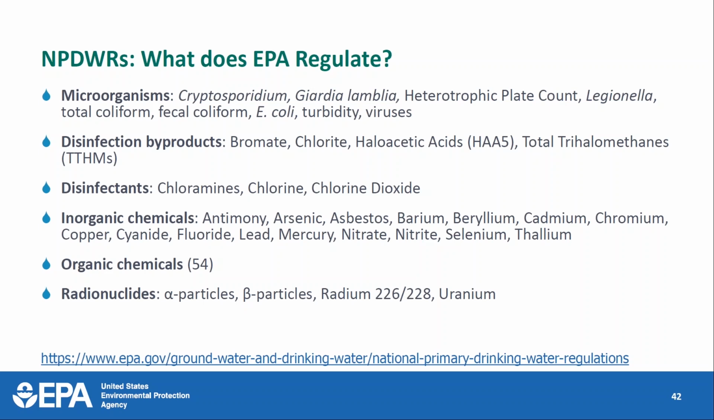So what does EPA regulate in drinking water? A variety of microorganisms, which Laura talked about: Cryptosporidium, Giardia, heterotrophic plate counts, total coliform, fecal coliforms, which are sometimes referred to as thermotolerant coliforms, E. coli, turbidity, and viruses. Viruses in general, not specific viruses. I'll talk more about that in just a second. The disinfection box will give you more details about, for instance, all 54 of the organic chemicals that are regulated. Next slide, please.